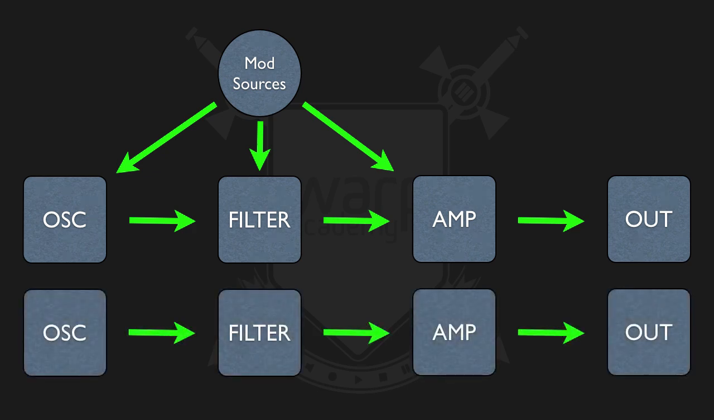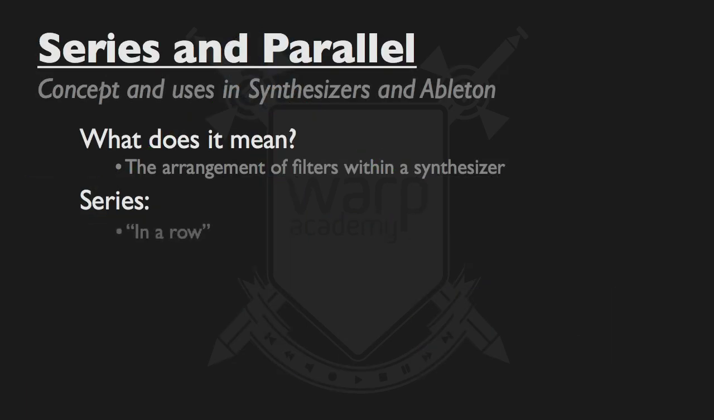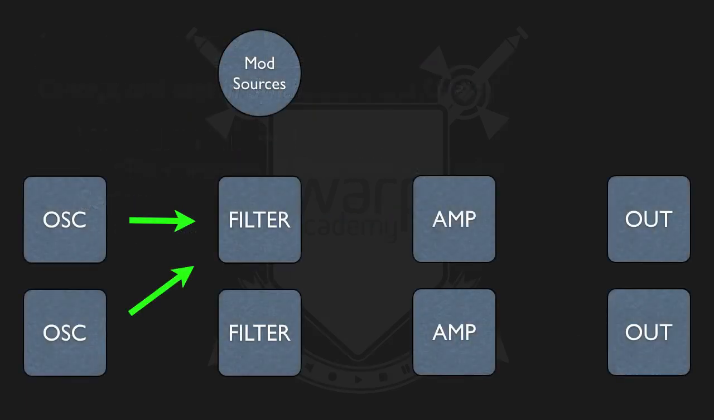If we double up the configuration to add another of each component, we're then looking at a basic block diagram that represents Ableton's Analog synth. You can think of series as essentially meaning in a row. In this case, audio from both oscillators is going to filter 1, and then to the amp stage for its output. When we introduce filter 2 into the flow in a series arrangement, audio passes from filter 1 to filter 2 before going to the output.